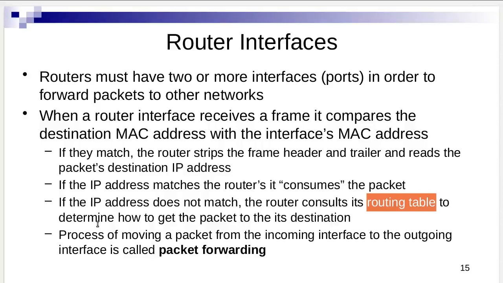Okay, so once it figures out, okay, I got this frame, I looked inside, I got a packet, the destination IP address is not mine. Now I have to use my routing table to send that packet out one of its other interfaces, not the one that it came in on. You can never send a packet out the same interface that it came in on.